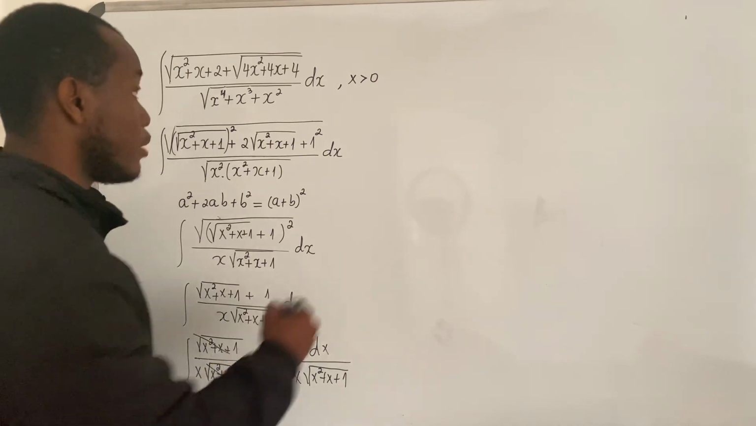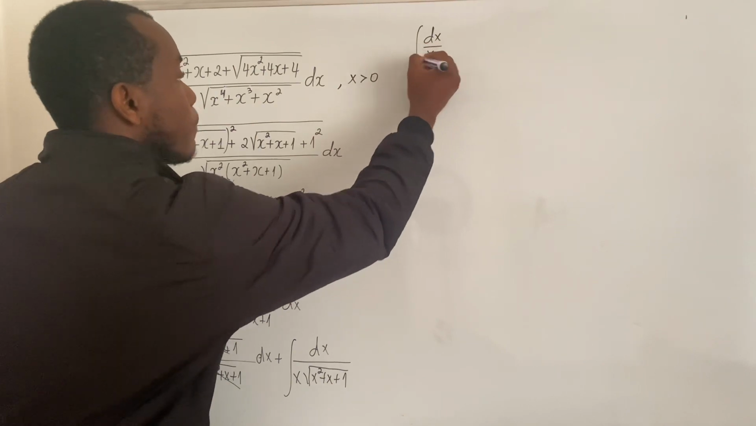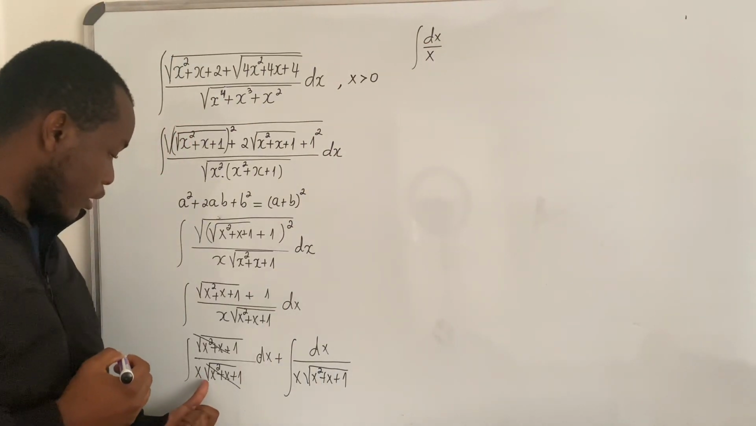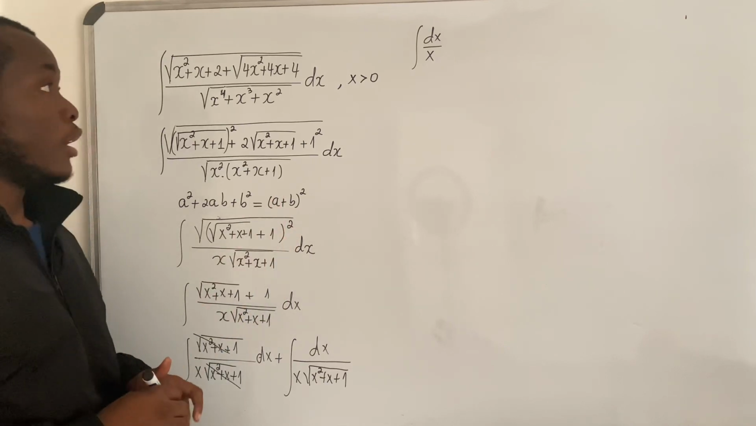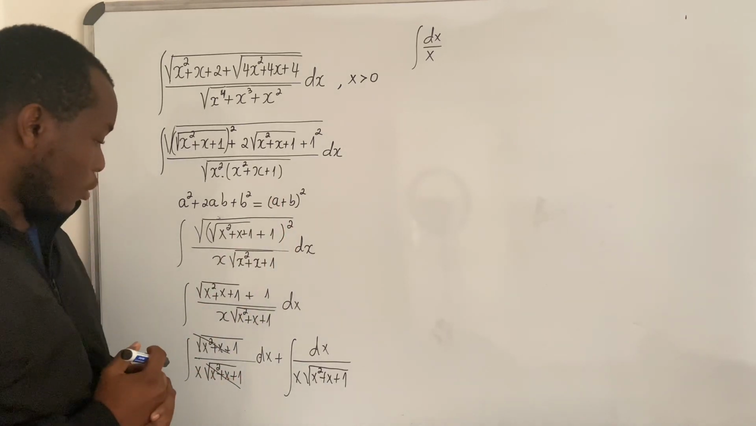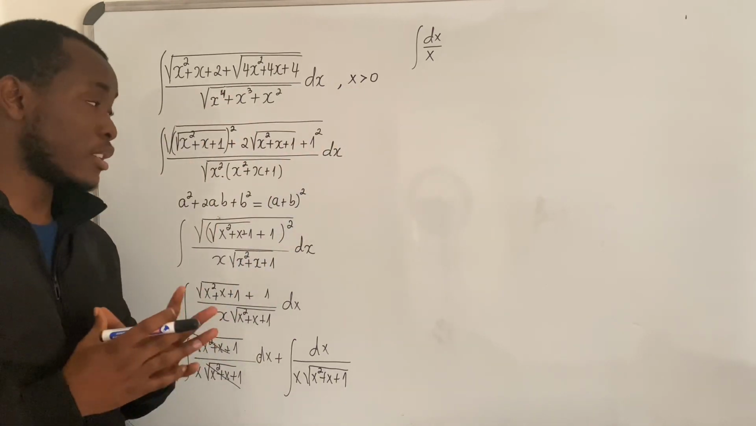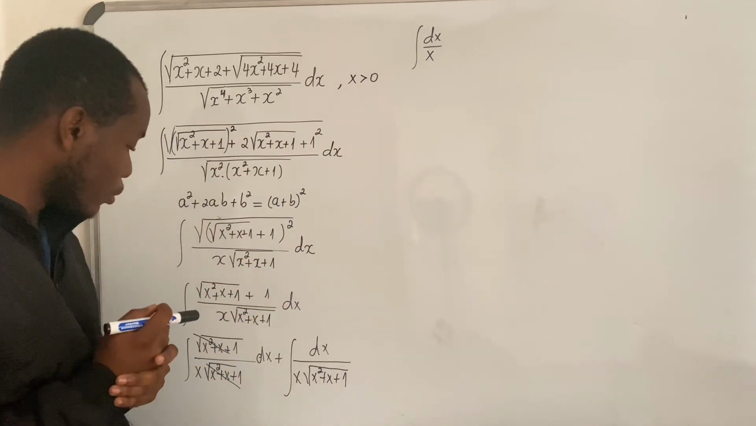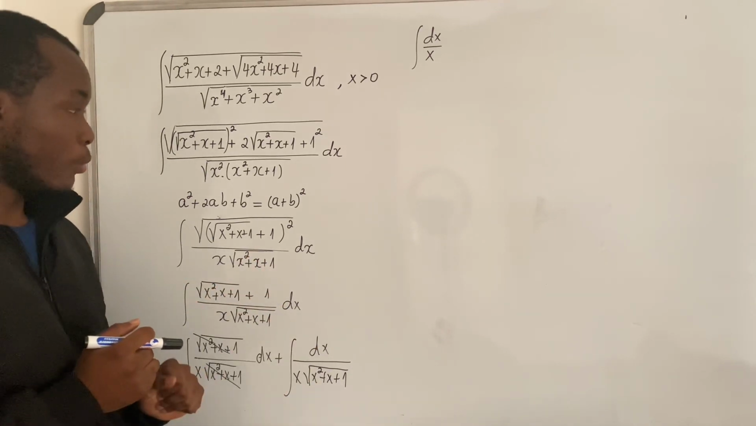So if they can simplify, we can get dx over x, because this simplifies, so it becomes dx over x, which is a known integral, which is ln of x, or ln of absolute value of x. But since they already stated that x is greater than 0, there is no need to include absolute value, but it's okay. And we have this part here to solve.